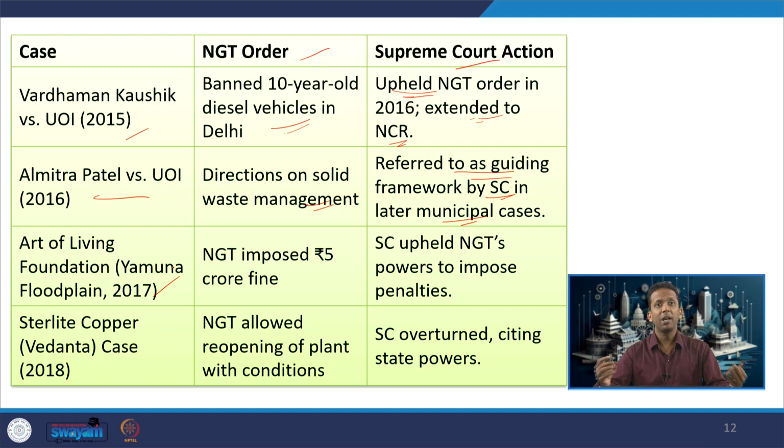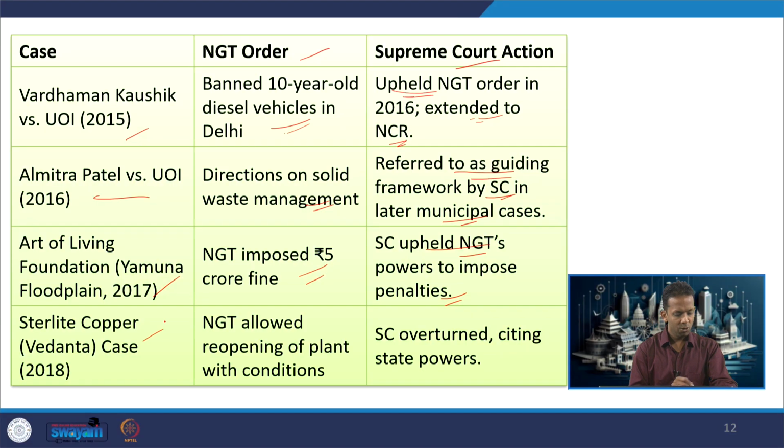There was another case against the Art of Living Foundation related to the Yamuna floodplain. There was a big cultural event organized on the banks of the Yamuna with millions of people attending, and NGT had imposed a 5 crore fine on the organization for damaging the ecosystem there. The organization did not accept the NGT fine and went to the Supreme Court, but the Supreme Court rejected the appeal and upheld NGT's powers to impose penalties. They said NGT's penalties and fines were correct, and the organization was made to pay that fine.